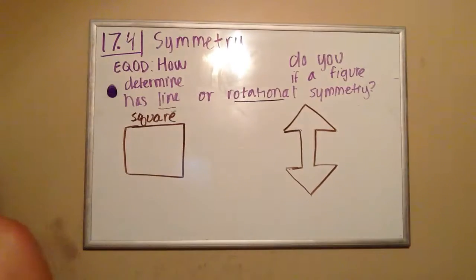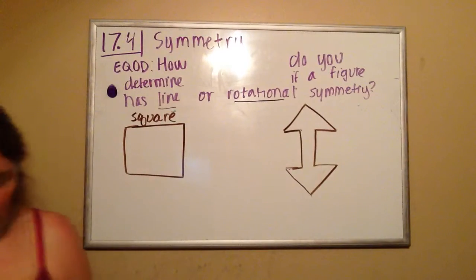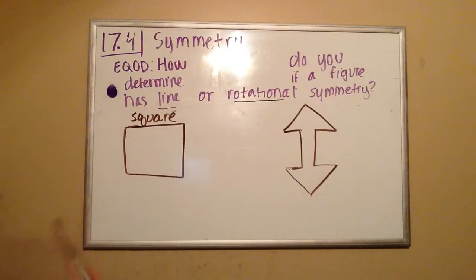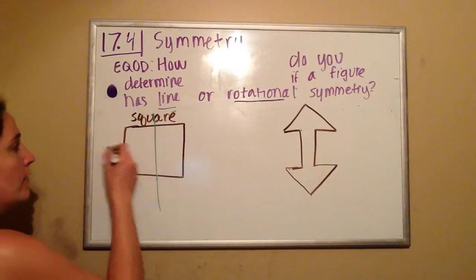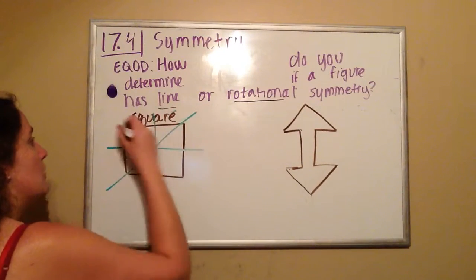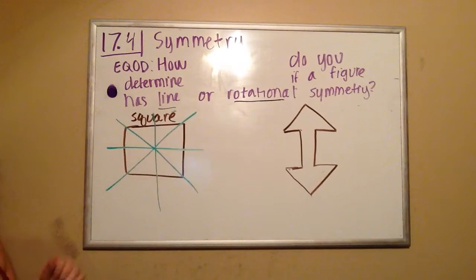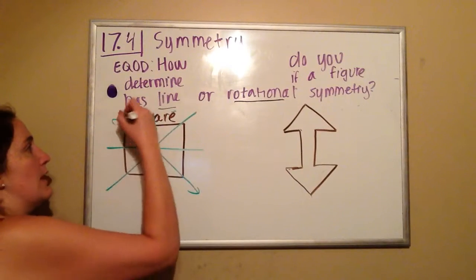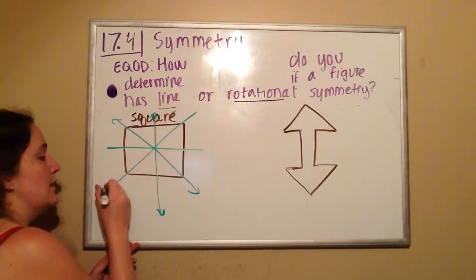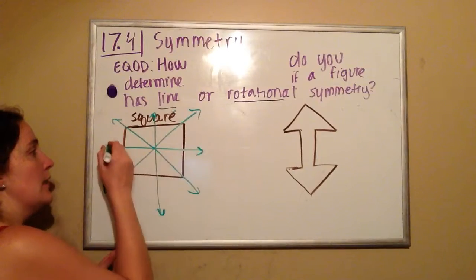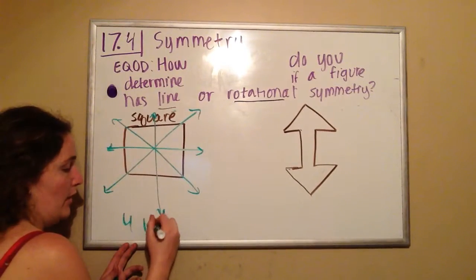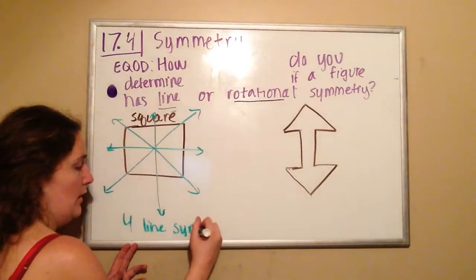Alright, so we're looking at line symmetries and rotational symmetries. So this one right here, cut it in half, or you could actually cut it in diagonal halves because we know the sides are the same length. So what that means is that it does have line symmetry. In fact, it has 4 line symmetries.